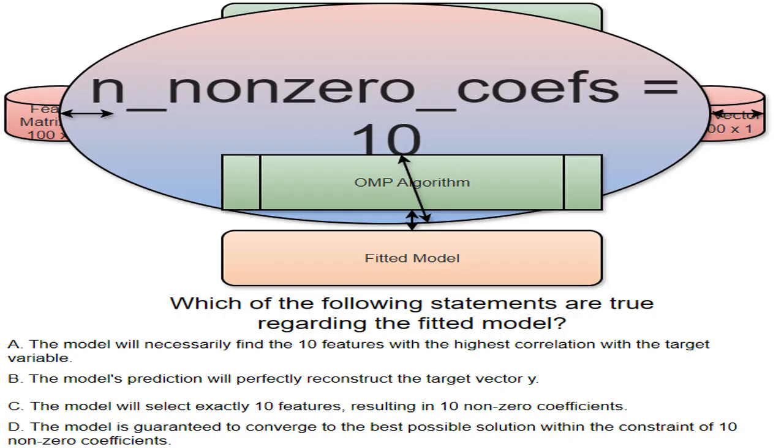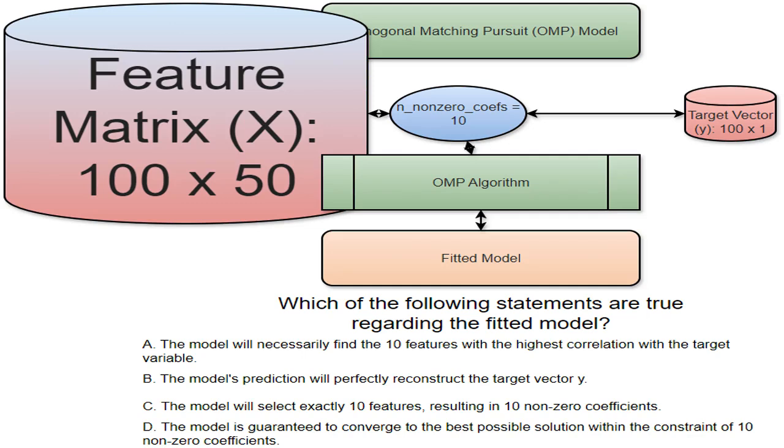OMP, or OrthogonalMatchingPursuit, is a clever algorithm used to find a small set of features that are most important for predicting some outcome. It works iteratively. At each step, it picks the feature that's most strongly correlated with what's left to explain. This is a crucial parameter in OMP. It tells the algorithm to use at most 10 features in its final prediction. In other words, the model will produce a prediction based on only 10 of the available 50 features, ensuring that at most 10 coefficients are non-zero.